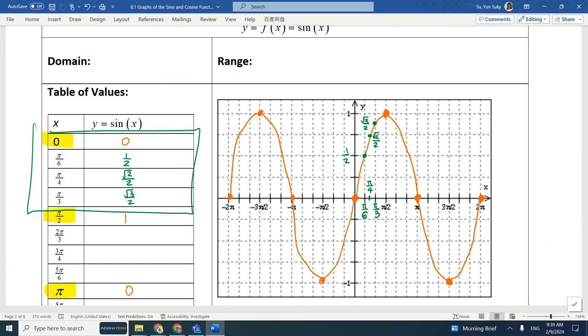All right, and look at the picture. What can you see? In quadrant 1, is the sign positive or negative? Positive. Quadrant 2? Positive. Yes. Quadrant 3? Negative. And quadrant 4? Negative. Yes. So the sine graph can also tell us this information.